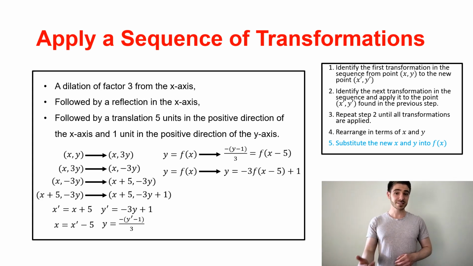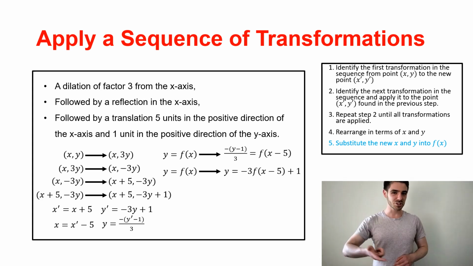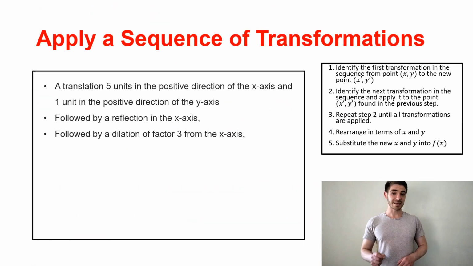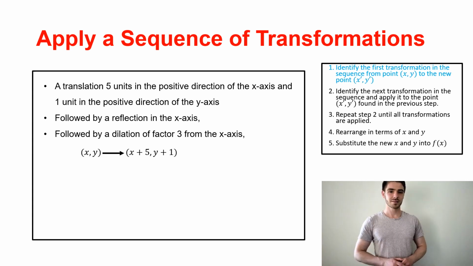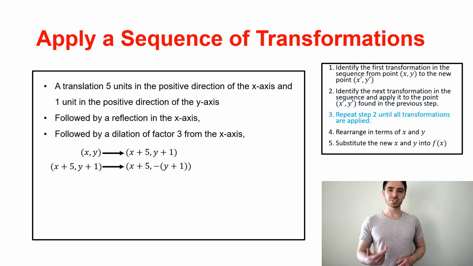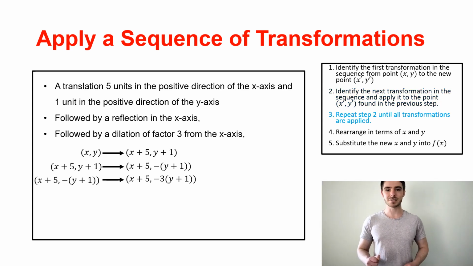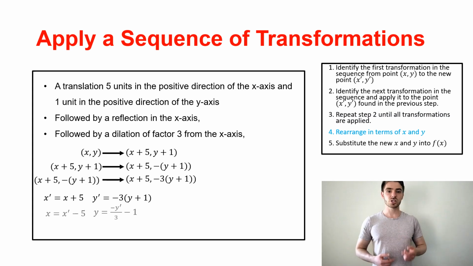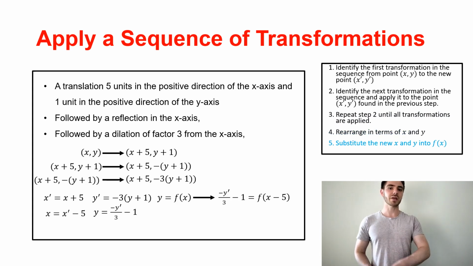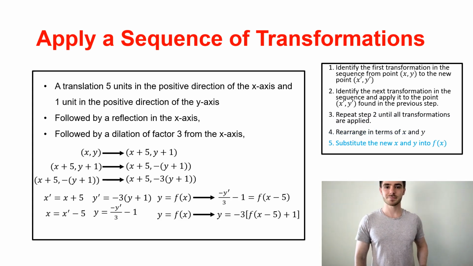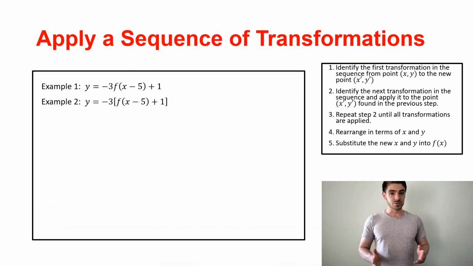Now that we've gone through this example, let's see what happens when we switch that order. In this example, the translations happen first. So we start by translating 5 units to the right and 1 unit up. Next, we have a reflection in the x-axis. And finally, we have our dilation factor of 3 from the x-axis. Again, we're going to rearrange in terms of x and y, and then substitute that back into y equals f of x. Well, isn't that interesting?